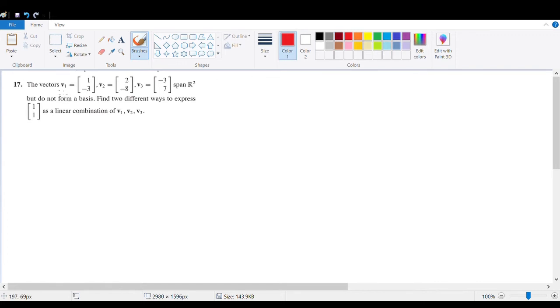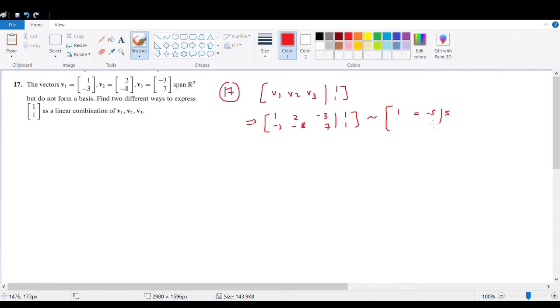In 17, the vectors v1, v2, v3 span R2, but do not form a basis. Find two different ways to express 1, 1 as a linear combination of v1, v2, v3. That means we need to solve the matrix v1, v2, v3, and the vector 1, 1. So that's mean 1, minus 3, 2, minus 8, minus 3, 7, and the vector 1, 1. So after row operation, we have 1, 0, 5, minus 5, 5, then 0, 1, 1, minus 2.